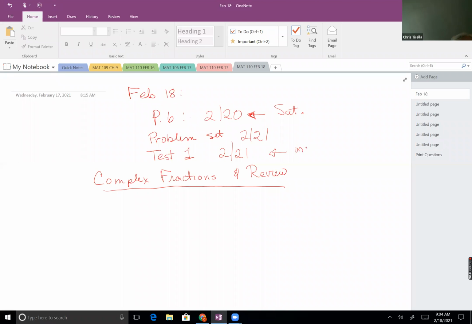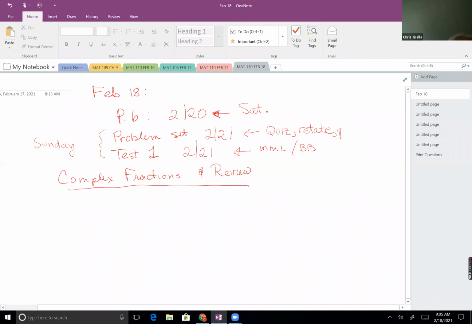The test is in my math lab. You're going to put your work in Blackboard. The problem set is also due by, and I apologize, I think I said that was Monday, that's Sunday. So both of these are due on Sunday. Again, the problem set counts as a quiz, but you don't have to submit your work, and you can retake it as often as possible, and it's the best practice for the test.